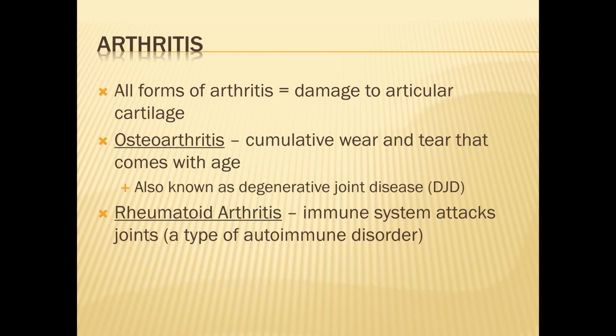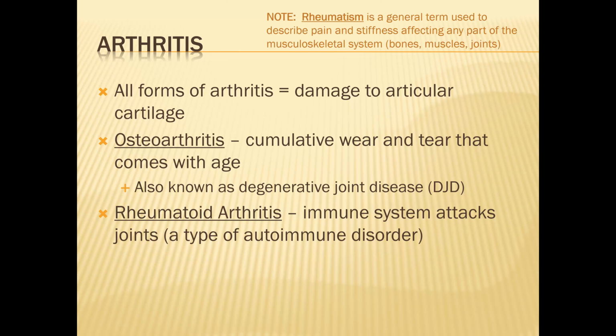Another type is rheumatoid arthritis. In this type of arthritis, your immune system actually attacks the cartilage in your joints. And so this is a type of autoimmune disorder, and this is not going to be as common as osteoarthritis. You should also note that the term rheumatism is a general term that people use to describe pain and stiffness that affects any part of the musculoskeletal system, which includes bones, muscles, and joints. So do not confuse rheumatism with rheumatoid arthritis.